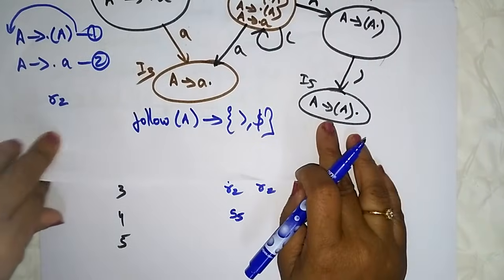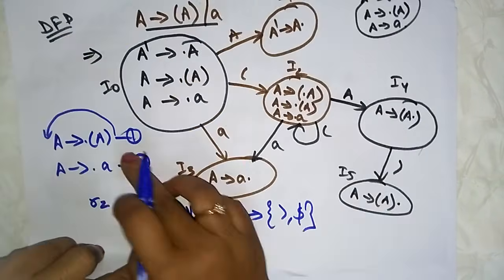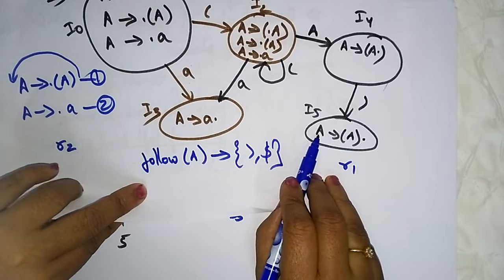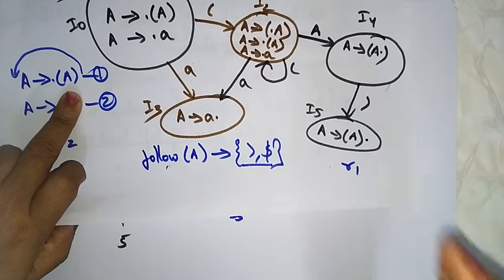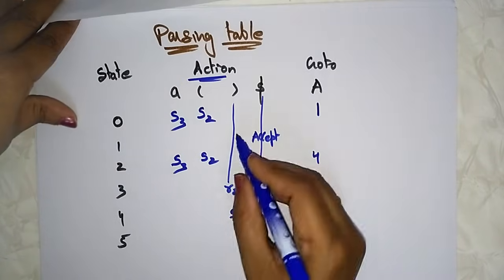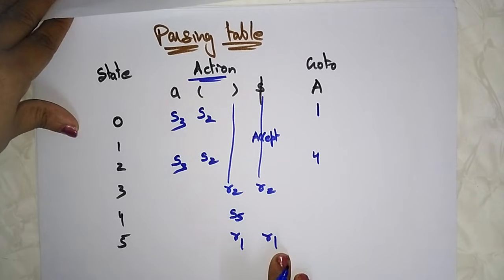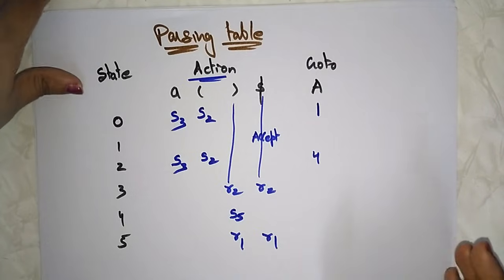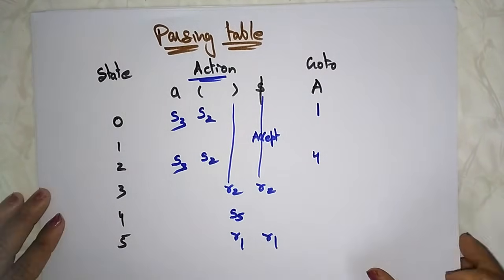Now let's see I5. So here A determines A within parenthesis is the first production, means R1. So here also you have to take follow of A. So what is the follow of A? Right parenthesis and dollar. So only in the place of right parenthesis and dollar you need to write R1. So no need to write in the entire row. So that is the only difference between the LR0 and SLR1. So this is the construction of the parsing table.